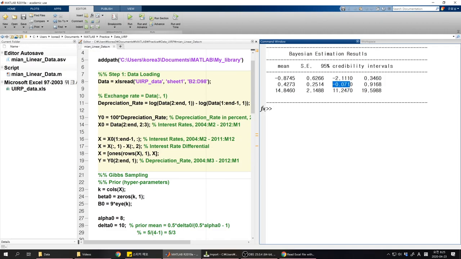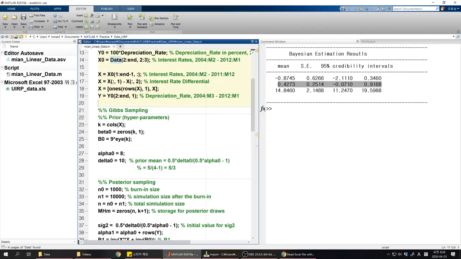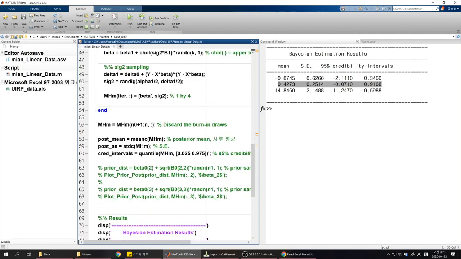And what about this? This interval contains the value implied by the theory? No, because this interval does not include 1. So right, the 1 is not contained in this interval. So that means what? UIRP is empirically rejected, right? You know why, right? Because it requires very strong assumptions, right? Particularly it requires the risk neutral agent. So, right. Okay, looks good. Yeah.